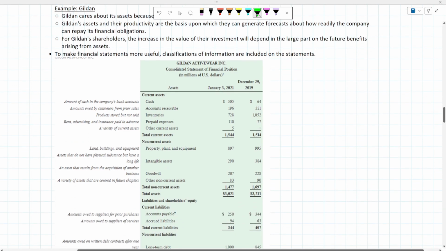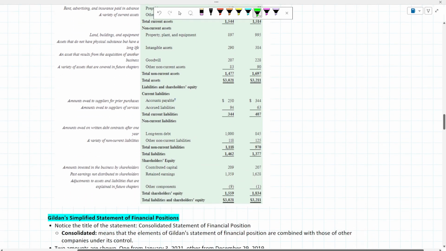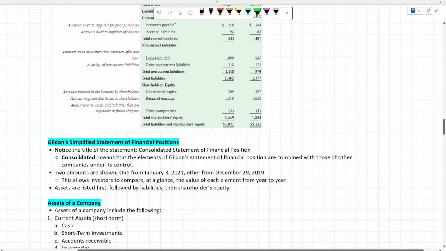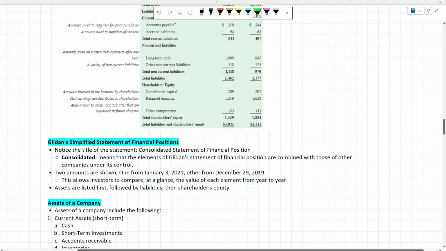So here is an example of Gildan Activewear Incorporated. It's the consolidated statement of financial position. This is pretty much what this whole green body is. So we have our assets and the dates, so all of that. So I'll explain everything right under. So Gildan's simplified statement of financial position. This is the whole green box. Notice the title of the statement, Consolidated Statement of Financial Position. That's what I've said before.